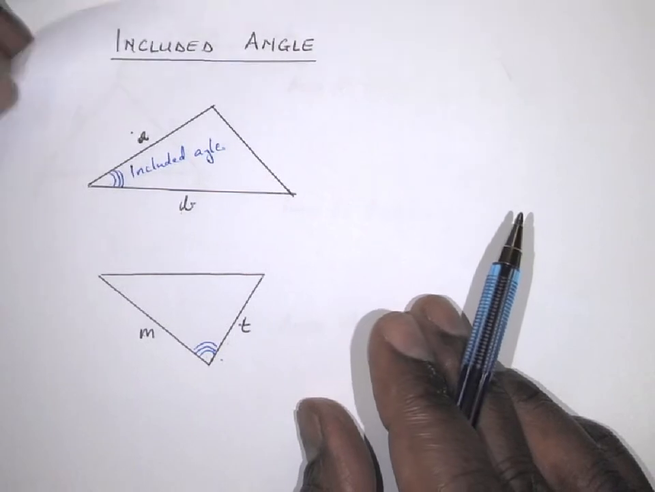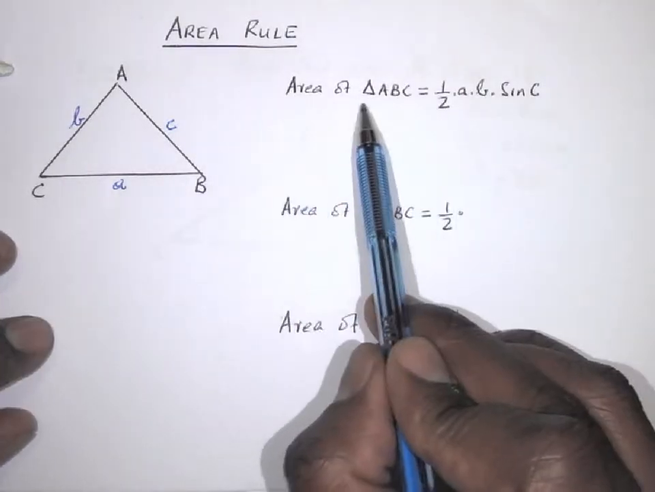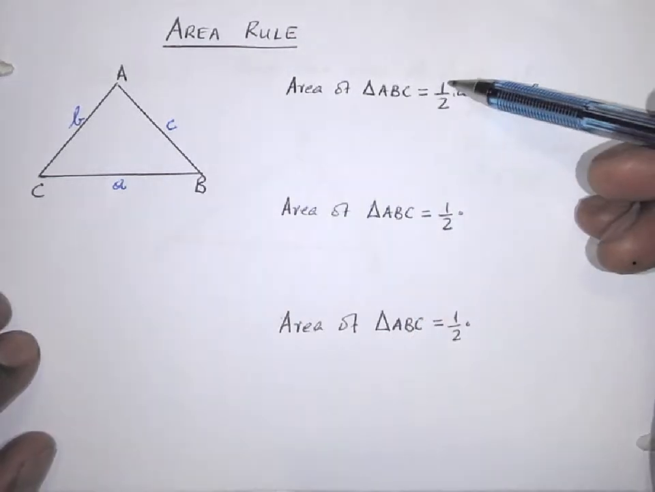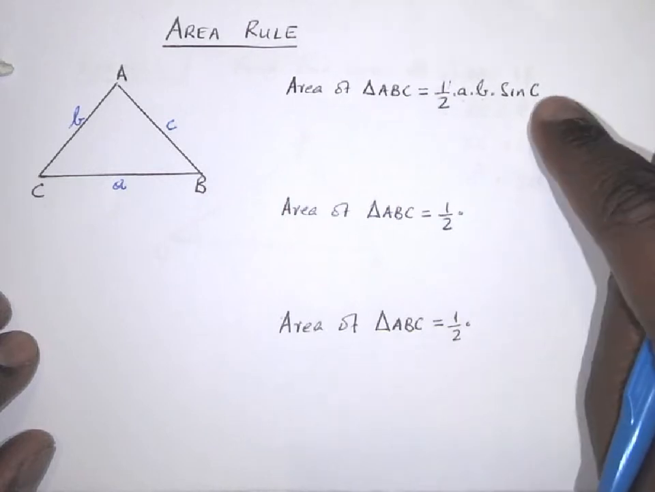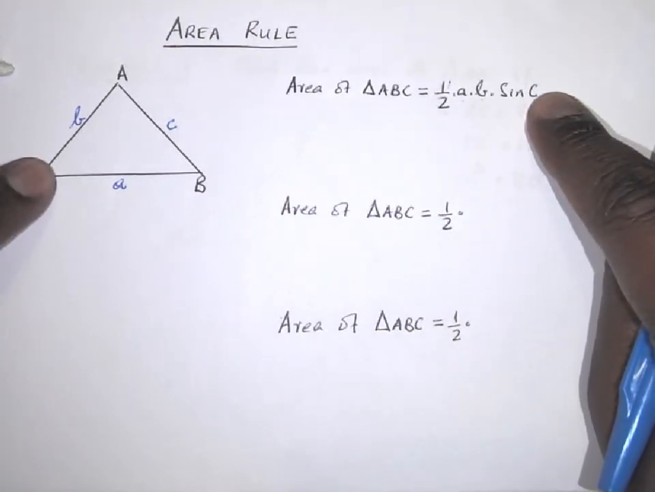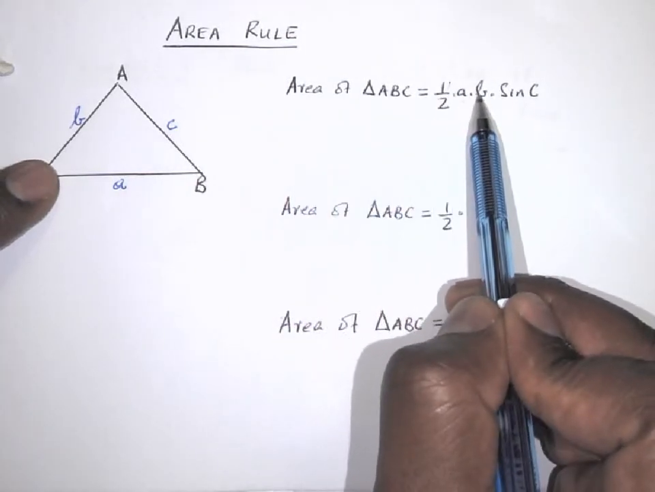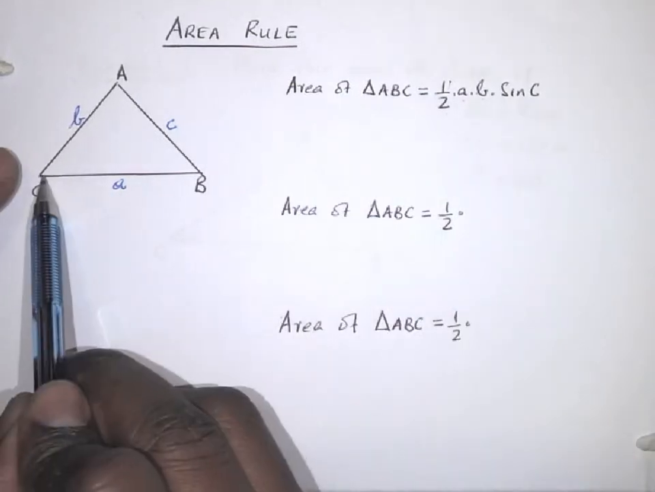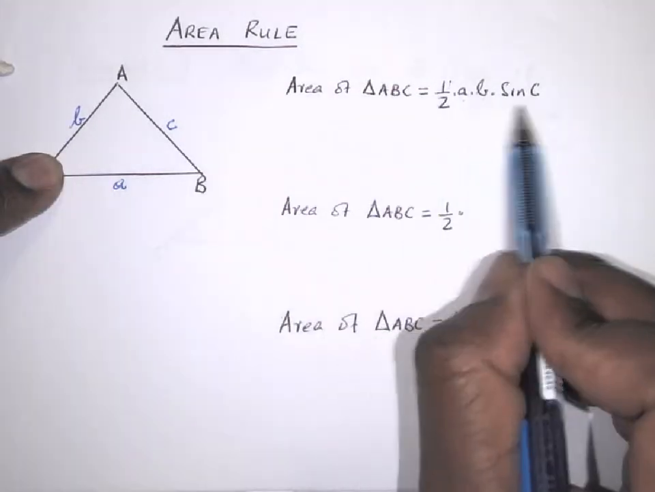Now let's look at what the area rule is all about. The area rule states that in any triangle ABC, the area will be half a times b times sine of angle C. Note angle C is over here. The area of a triangle is half of a and b, so it's half of a times b, then sine of this angle over here. So the angle must be between the two sides that you label over here.